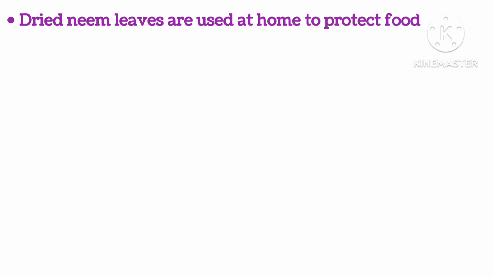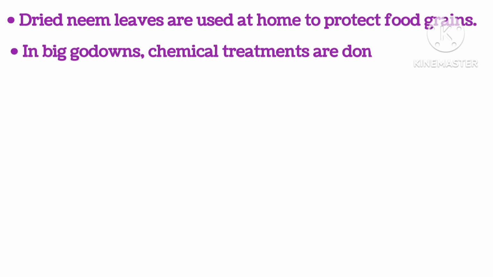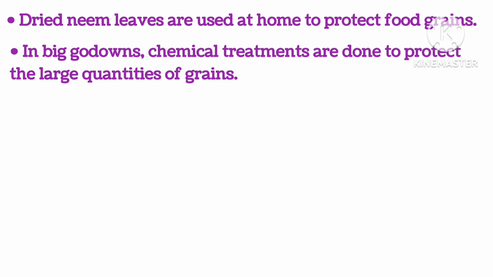Dried neem leaves are used at home to protect food grains. In big godowns, chemical treatments are done to protect the large quantity of grains.